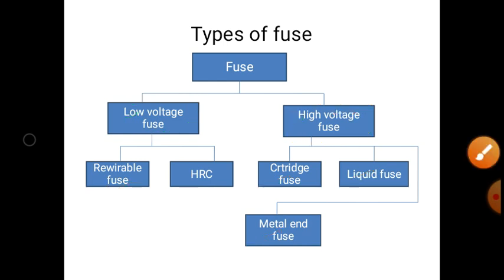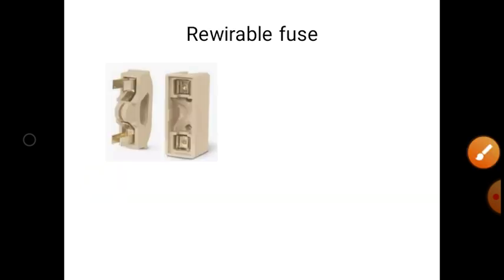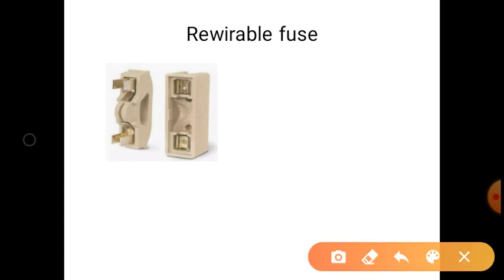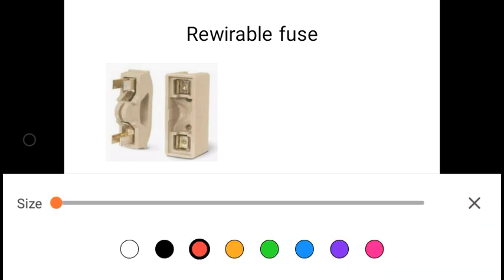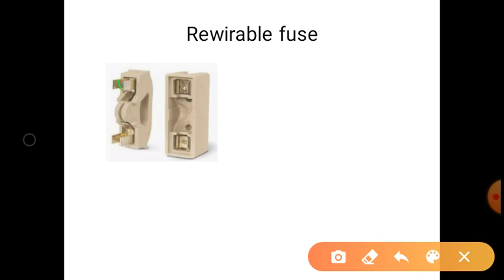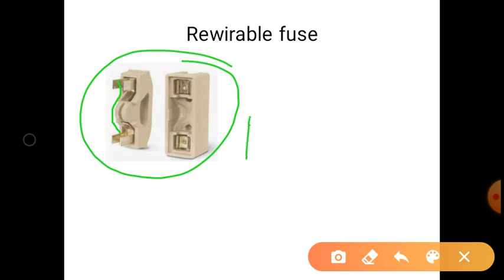The first one is the rewirable fuse. What do we mean by a rewirable fuse? You might have seen this diagram in your homes. The main advantage of using a rewirable fuse is that whenever the fusing element placed here melts and breaks the circuit, there is no need to replace the whole fuse. Only the fusing element has to be replaced. That is why most people go for the rewirable fuse.